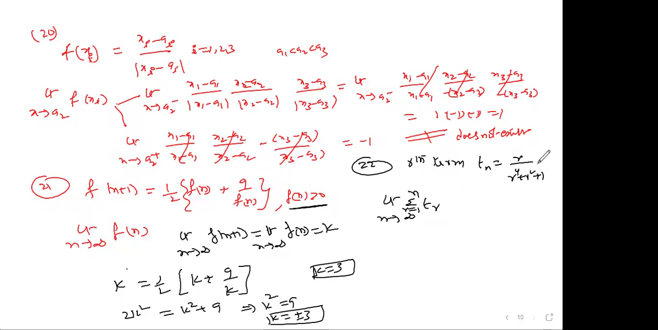See, the rth term is given like this: r divided by r to the power of 4 plus r square plus 1, and he's asking limit n tends to infinity. It looks like the simplest one, but definitely it will take much more time, because here we have to think a little bit differently. We need not worry. Okay, I'll turn the page.